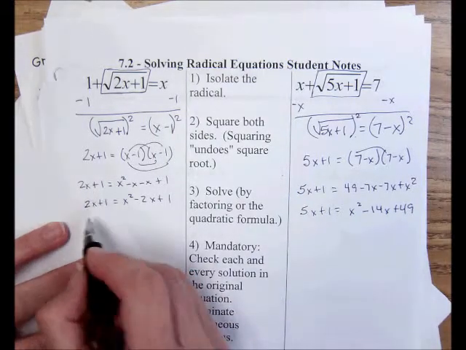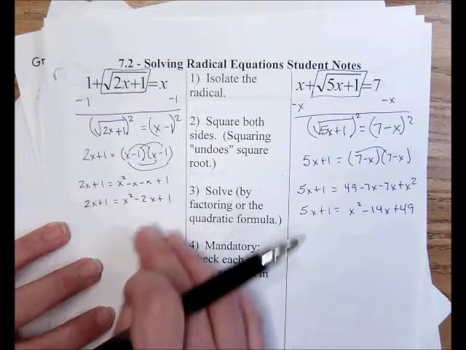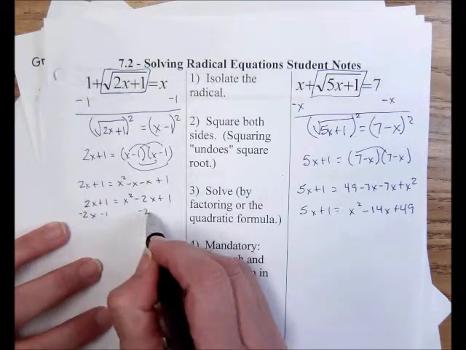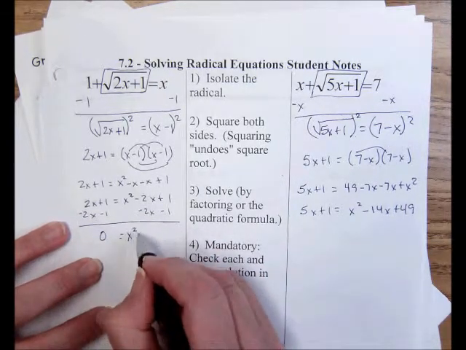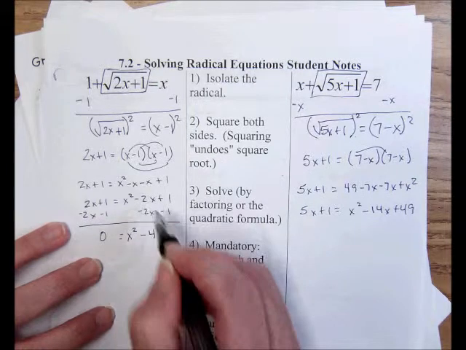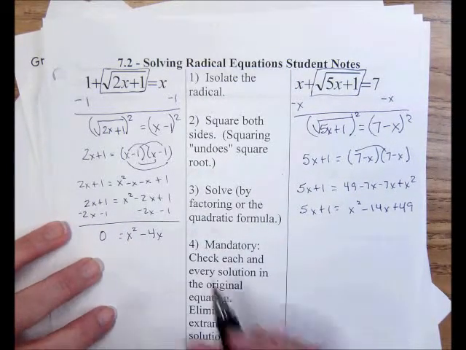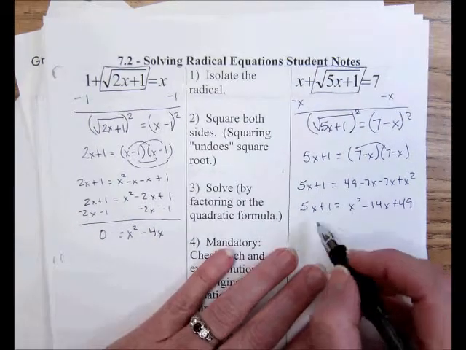The next step I do is make sure that I have 0 on one side and all of my x values on the other. So I'm going to subtract 2x and subtract 1. I'm left with 0 is equal to x squared minus 4x. When I combine negative 2x and negative 2x, it equals negative 4x. When I combine positive 1 and negative 1, it's equal to 0. So I will just leave that how it is.